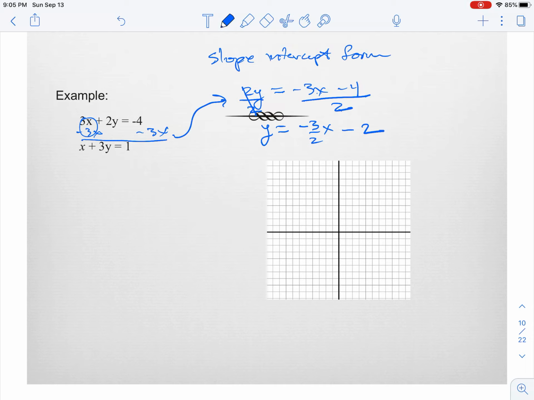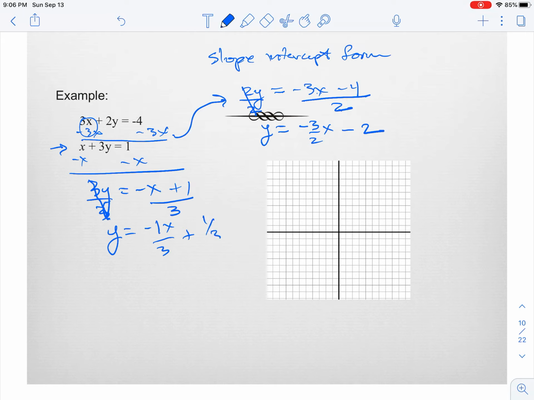This one down here, I subtract x from both sides. I end up with 3y equals -x plus 1. I divide by 3 on both sides. Notice that this cancels out, and I end up with y equals -1/3 x plus 1/3. Okay, so what we can do is graph these.